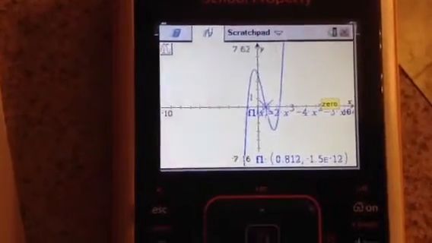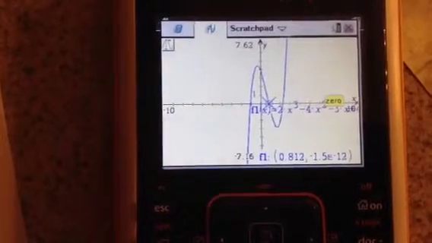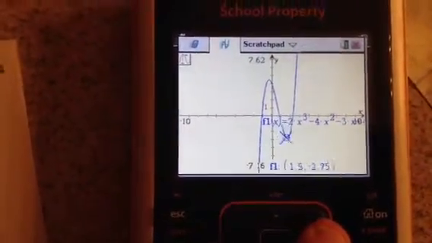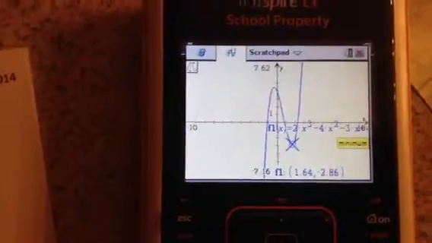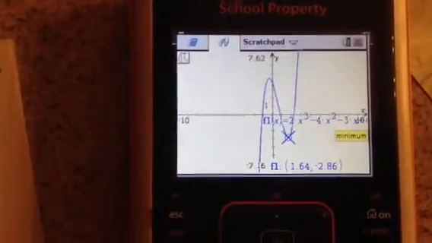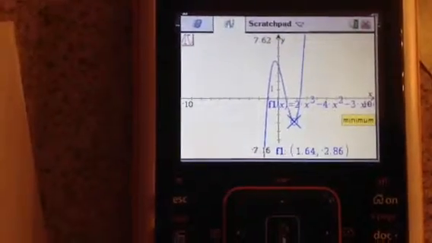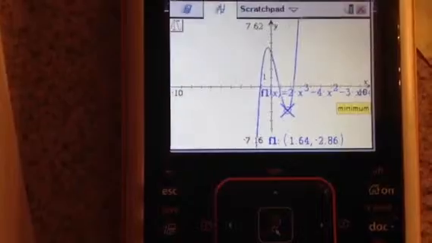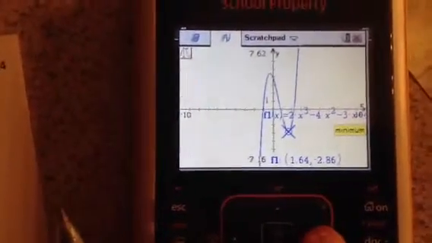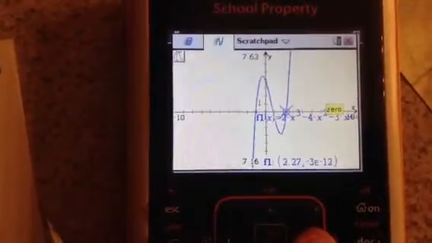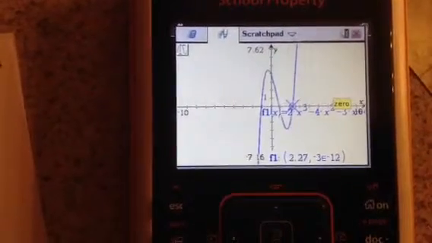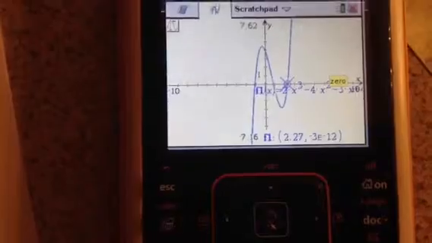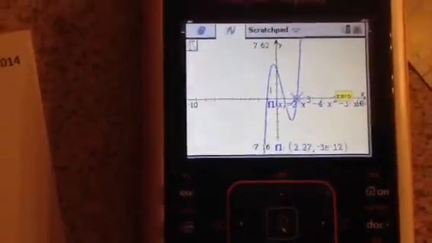0.812. That's a 0 again. 1.64, this is a weird one. 1.64 and negative 2.86. Alright, and then now we have an E right there, so that's really just 2.27. Alright, that looks like I've got enough.